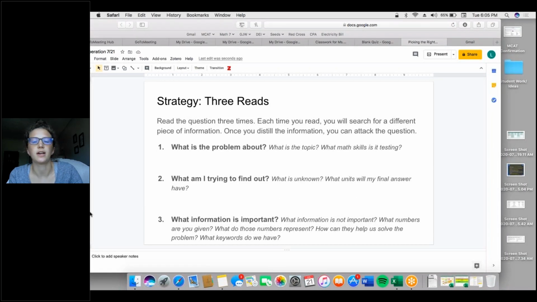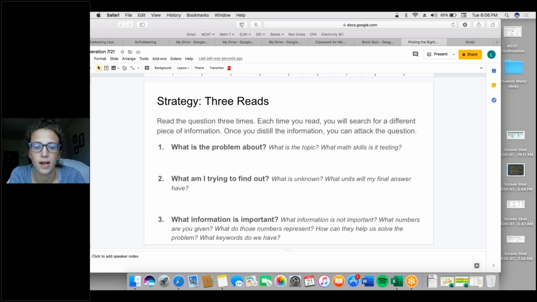One way that's really effective to attack word problems is to pay attention to what the words are saying. We can do that by reading the problem 3 times, where every time we read the problem, we search for a different piece of information. Once we figure out what that information is, we're ready to attack the question. It's a little bit of additional work up front, but then when we go to actually solve the problem, we know we're doing it right. We won't have to check it as much, and we're just going to be more confident in the answer.